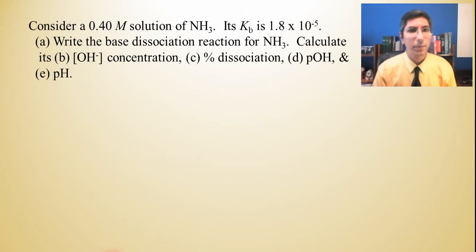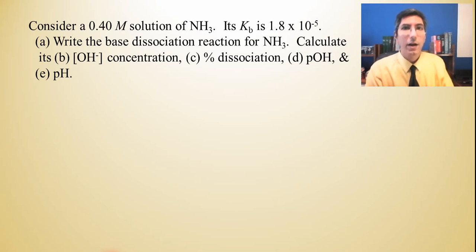Well, let's try an example. Let's consider a 0.40 molar solution of ammonia. This base has a Kb of 1.8 times 10 to the negative fifth. Write the base dissociation reaction for ammonia. You might notice we have a Kb in here this time. In the last video, we had weak acids that had a Ka. Well, B would work for bases, wouldn't it? So we're adding to our alphabet of equilibrium constants. We had Kc, Kp, Ksp, Kw, we had Ka. Now we're adding Kb into this.